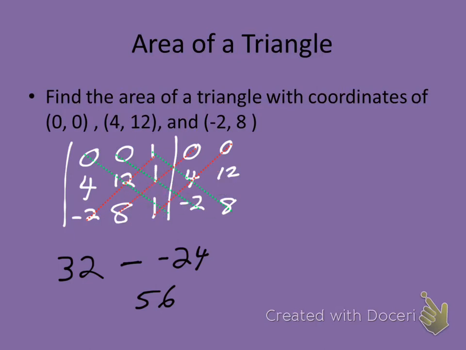All right, so that 56, that's the determinant of that matrix. But what do we still have to do? Times it by 1/2. All right, so 1/2 of 56, which ends up equaling what? 28. That's your area of the triangle. Okay? Makes sense.